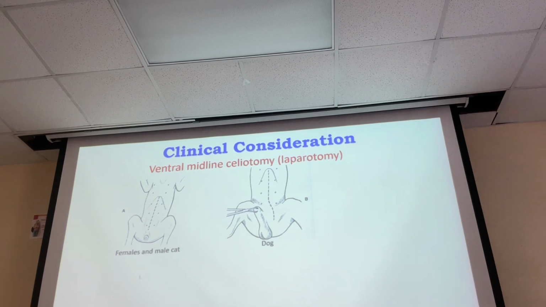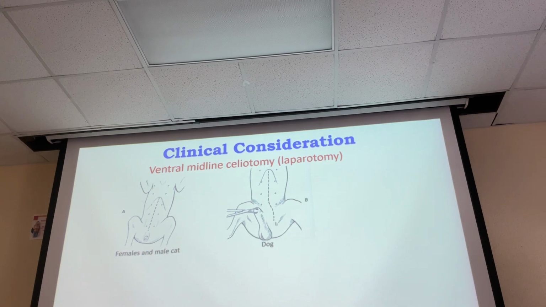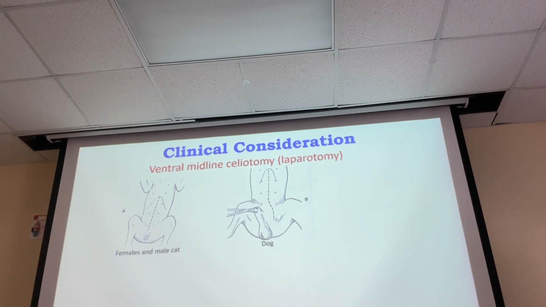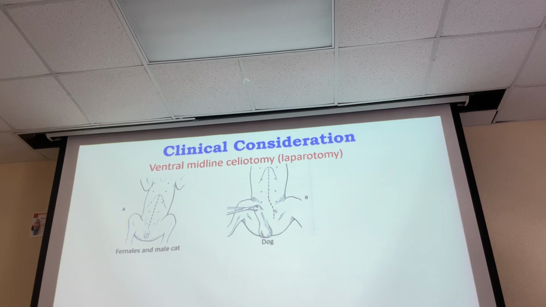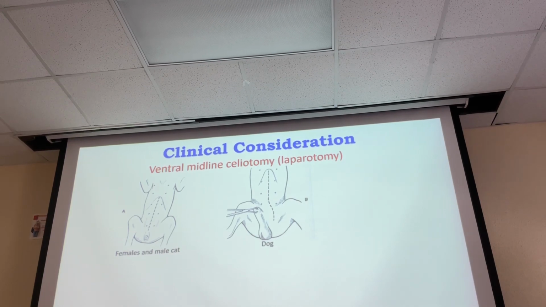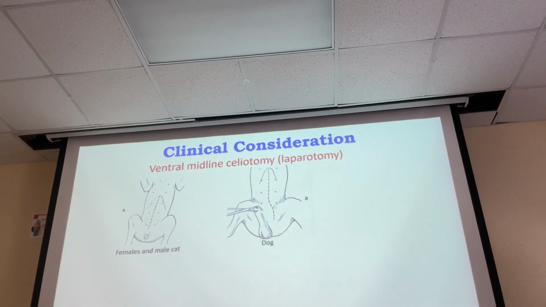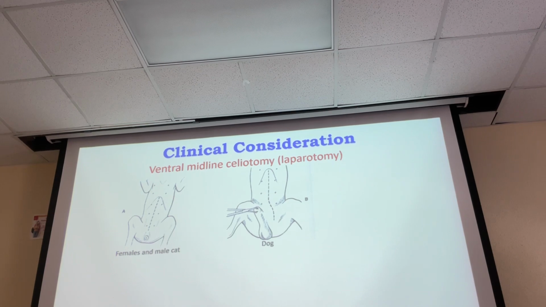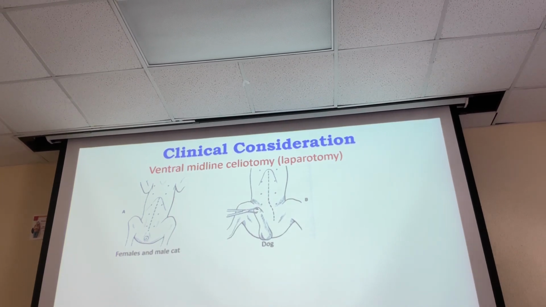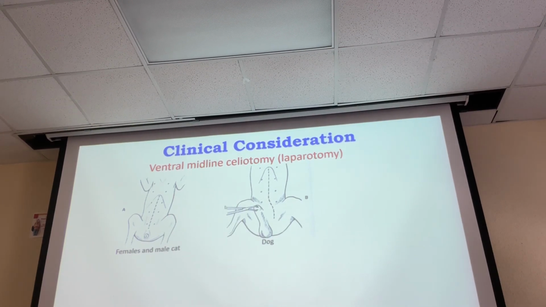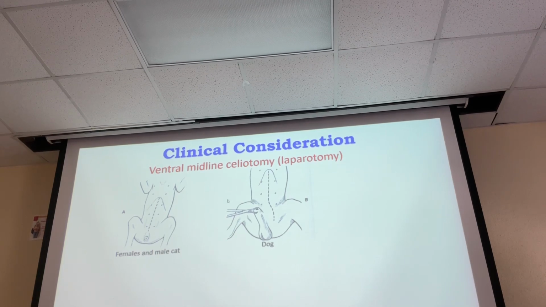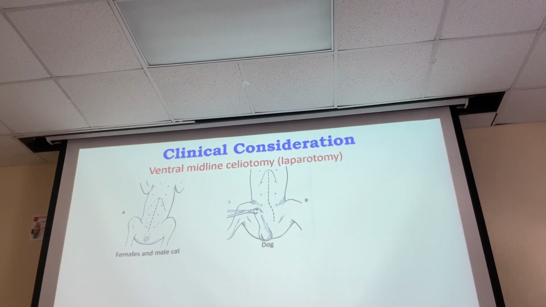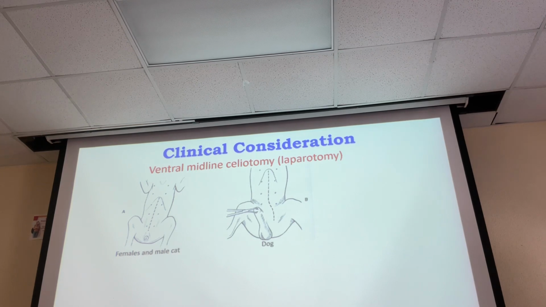So in the male, okay, you have to go in a curve. First, you need to move the penis and the prepuce to the side, and then you make your cut like that. Make sense? Just bear this in mind. They will mention this when you go to surgery, that there is a difference when you make the cut, males versus females.